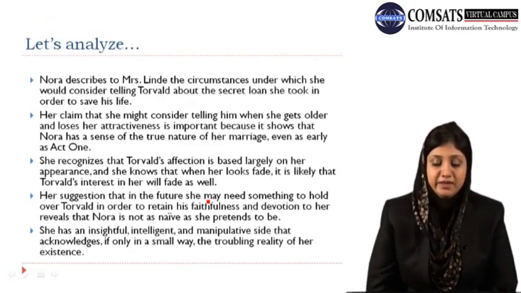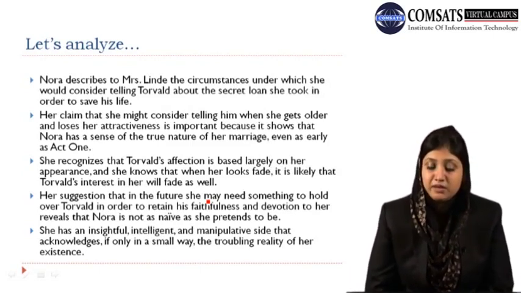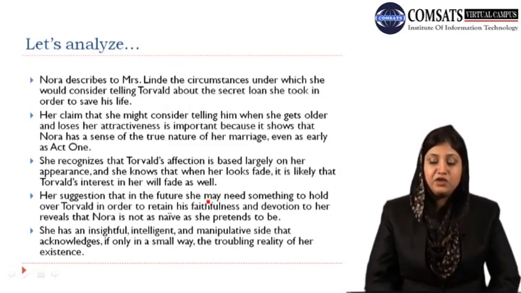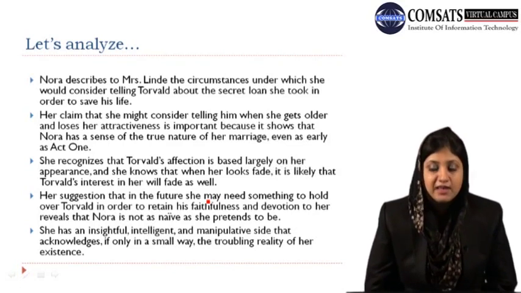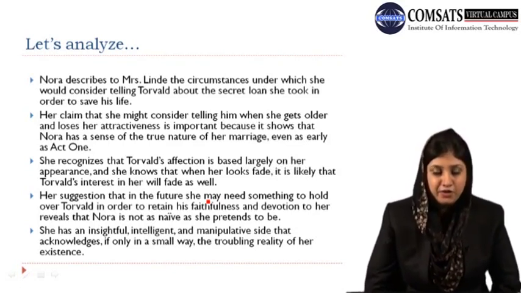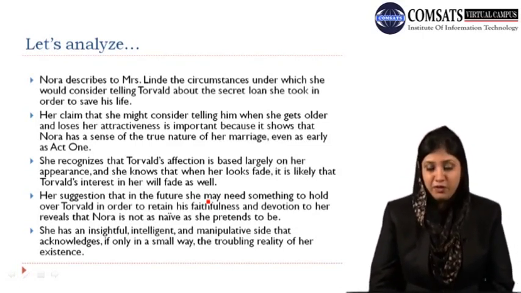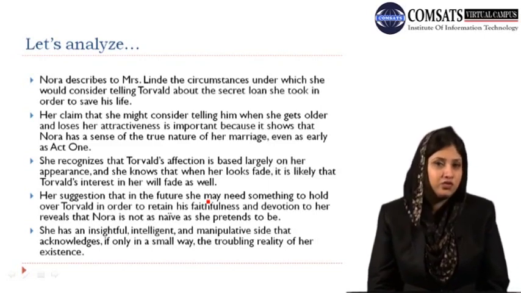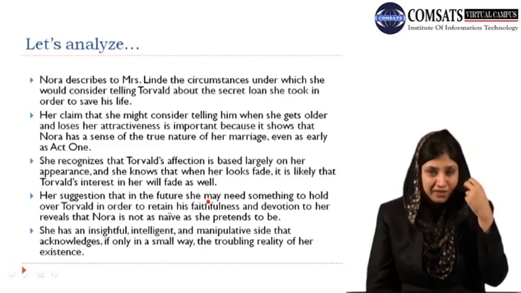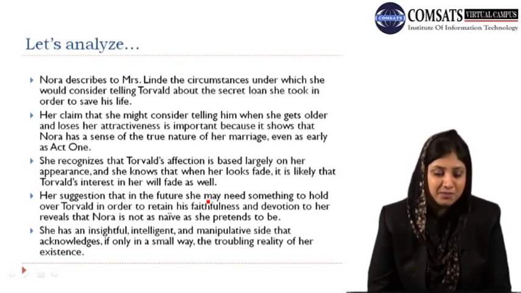Nora describes to Mrs. Lind the circumstances under which she would consider telling Torvald about the secret loan she took in order to save his life, because now she thinks that if she tells Torvald, he may lose his affection for her, his love for her. Nora does expect this kind of behavior, but in an age when she would lose her looks. So this lets us understand Nora's understanding of their relation too, that Torvald likes her for her looks.